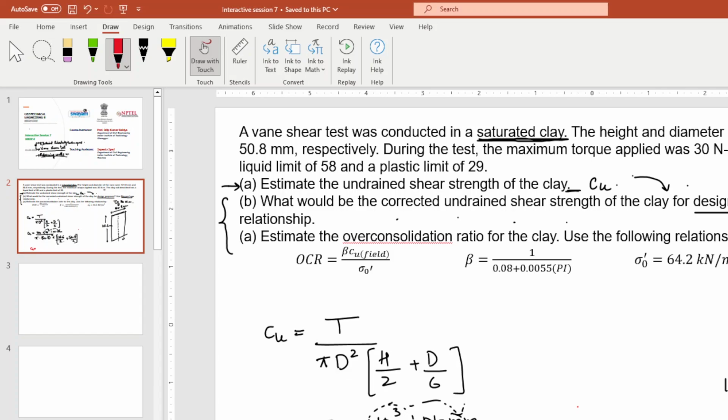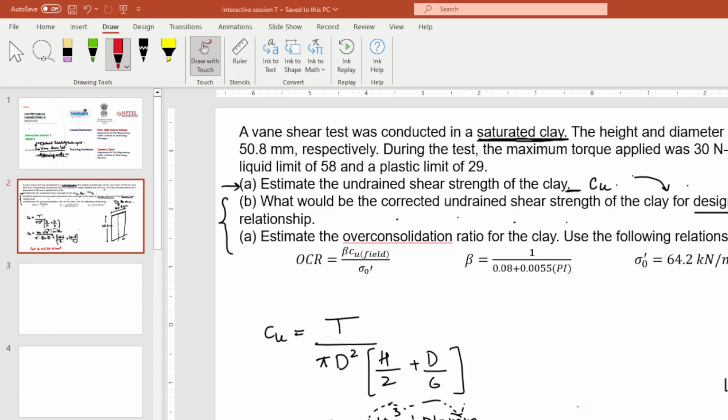Yeah, that is correct. Okay, so Cu is 0.0624 Newton per mm square. Okay, let's move on to the second part. What would be the corrected undrained shear strength of the clay for design purposes?